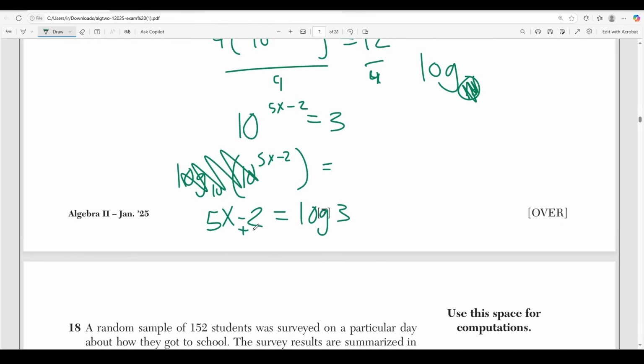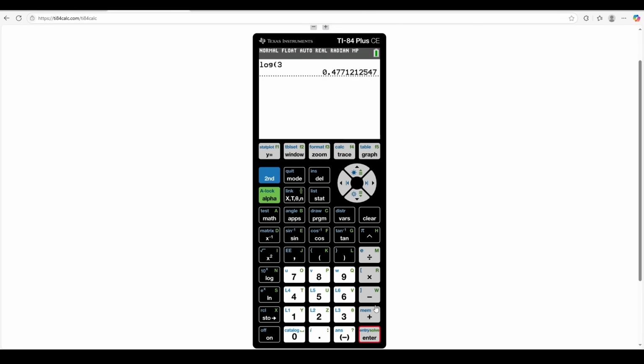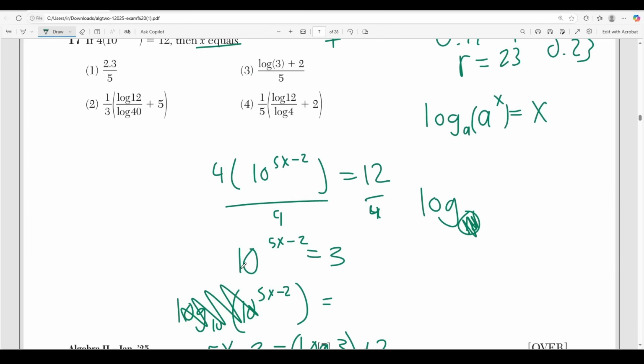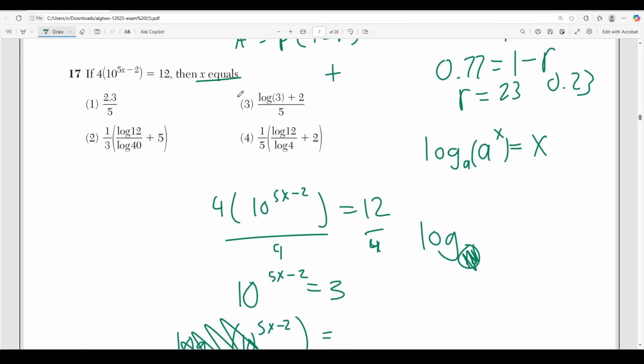Okay, then you're going to add 2 to both sides. So to log of 3, you're going to add 2, and you're going to divide it by 5 to cancel out 5 times x. So log 3 plus 2 divided by 5 is equal to 0.494. Oh, they didn't even want an exact value. They just wanted the expression, which is going to line up with choice 3.